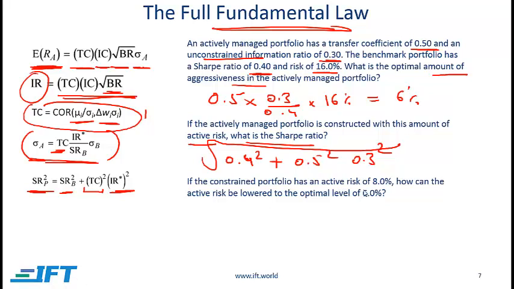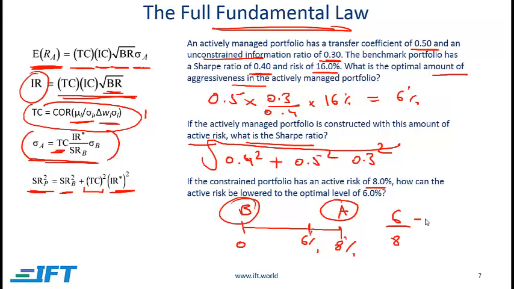If the constrained portfolio has an active risk of 8%, how can the active risk be lowered to the optimal level of 6%? So if this is our benchmark, this is our active portfolio, the benchmark has an active risk of 0, and our active portfolio has an active risk of 8%, but we want to be here at the 6% mark. So we combine the benchmark with the active portfolio. The weight of the active portfolio is 6 over 8, which is 75%, and the weight of the benchmark then will be 1 minus this number, which is 25%.